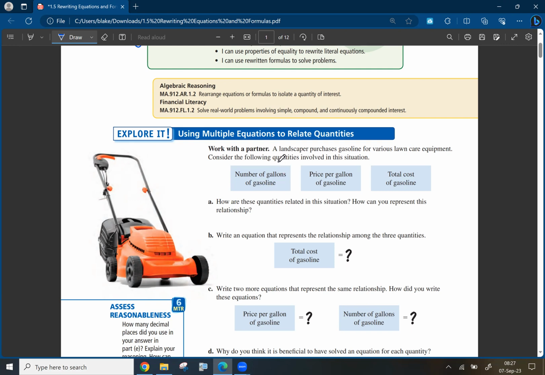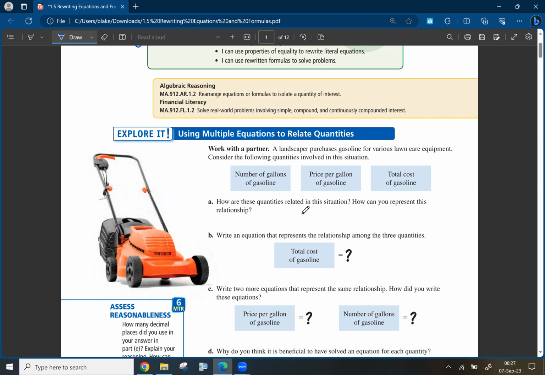All right, so it says work with a partner. A landscaper purchases gasoline for various lawn care equipment. Consider the following quantities involved in this situation: number of gallons of gasoline, price per gallon of gasoline, total cost of gasoline. How are these quantities related in this situation? How can you represent this relationship?